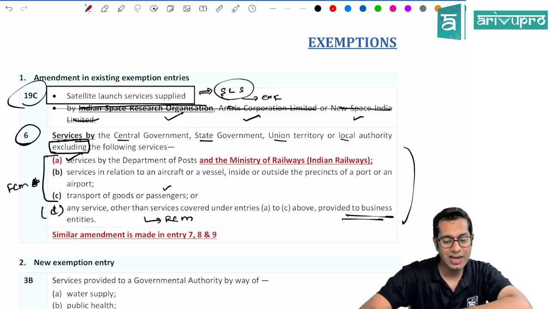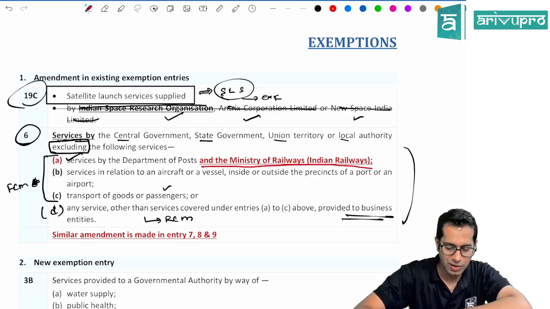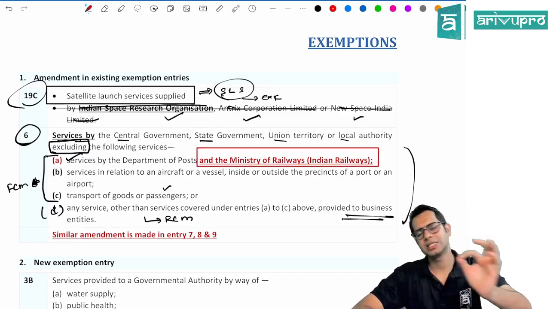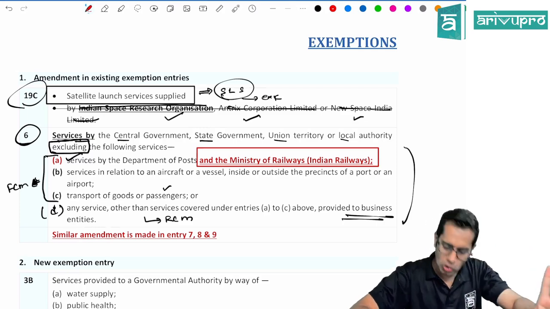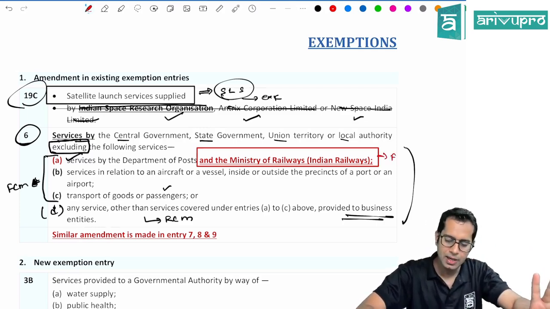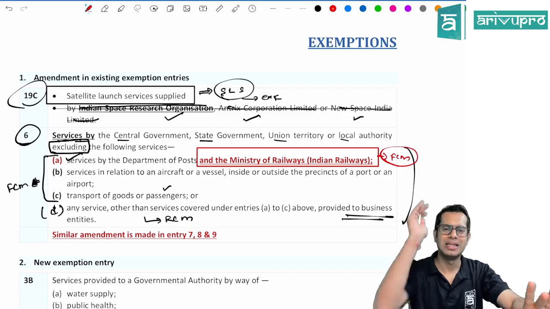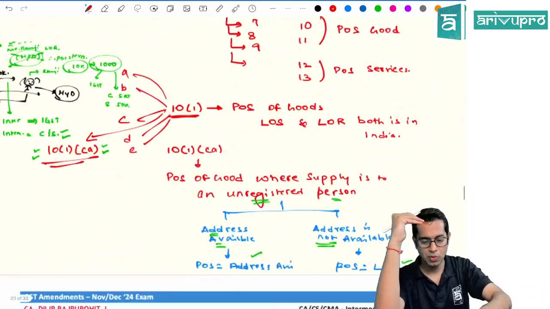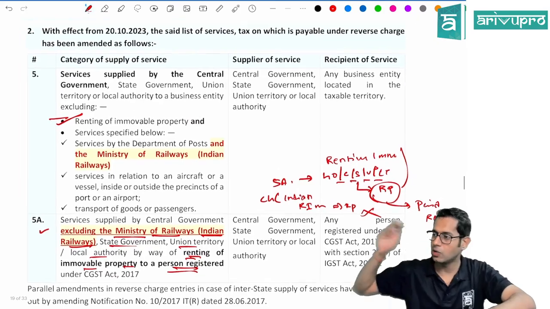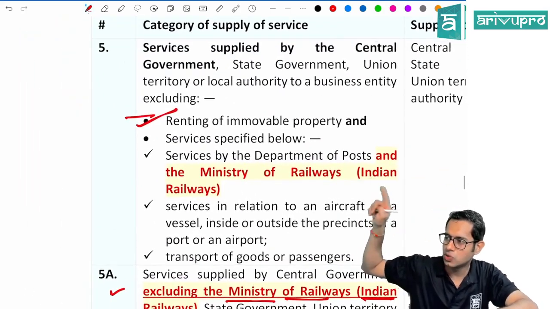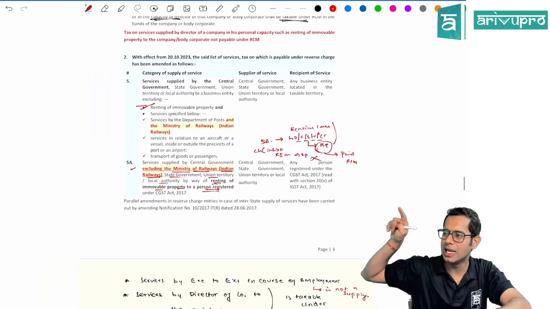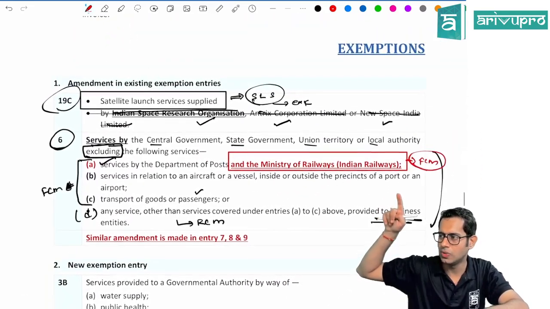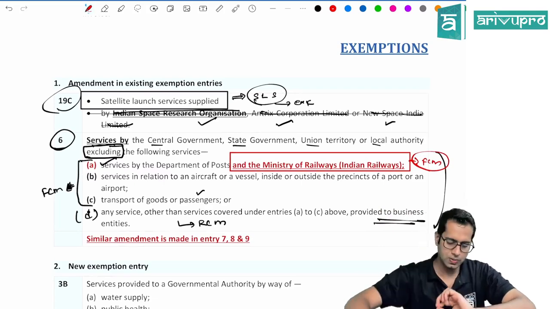Now here they have added one more entry: services given by the Ministry of Railways or Indian Railway. Services given by Indian Railway are also taxable under forward charge. This is the same amendment which is there under the reverse charge provision. Just now we saw the reverse charge provision, so they added the same item over here as well.